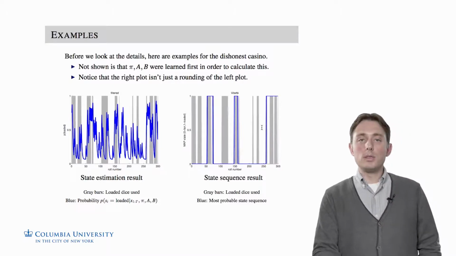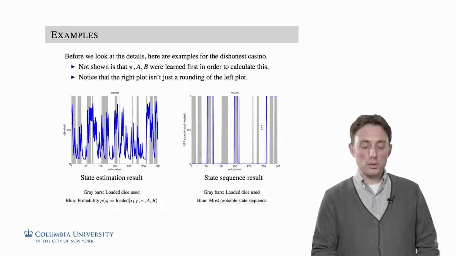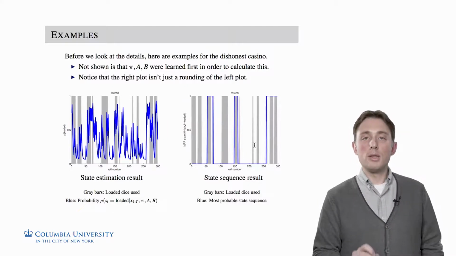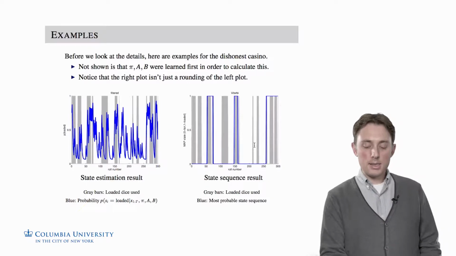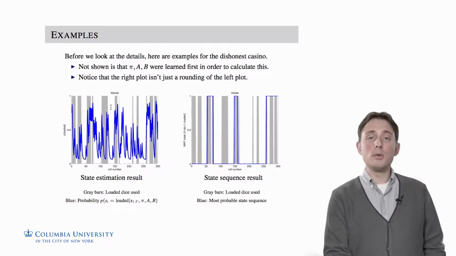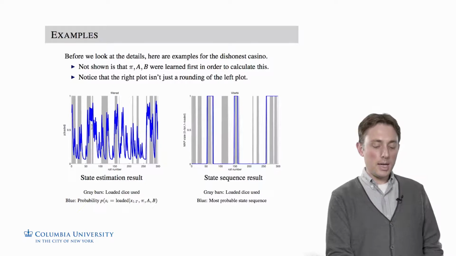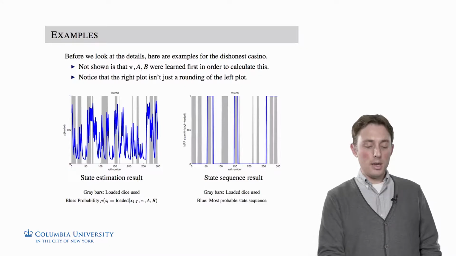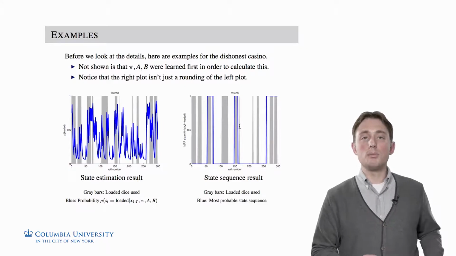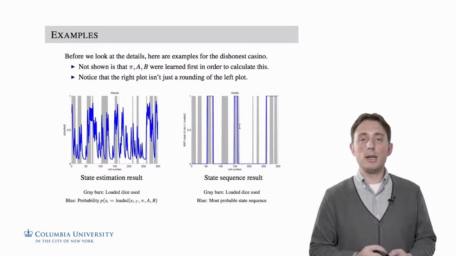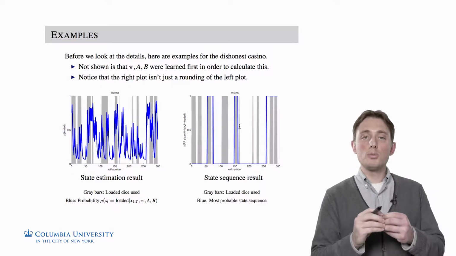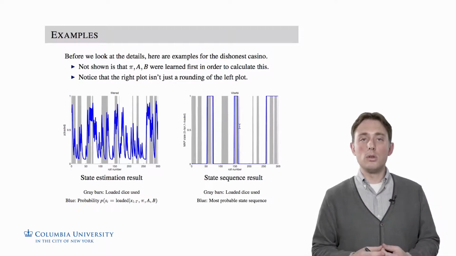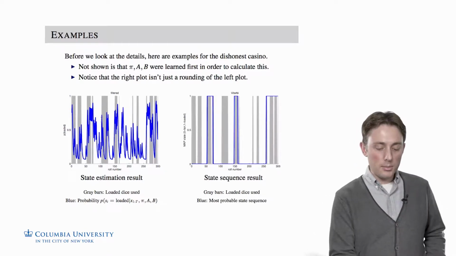The second problem is trying to find the most probable state sequence. And so this uses the Viterbi algorithm. The most important thing to know right now is that this is not simply a process of rounding this plot. We don't simply take these probabilities and round them to the most probable state and then return that as the most probable state sequence. Because remember, we have a sequential dependence here. So the most probable state sequence takes into account a more global view of the situation. It's not simply a local view.